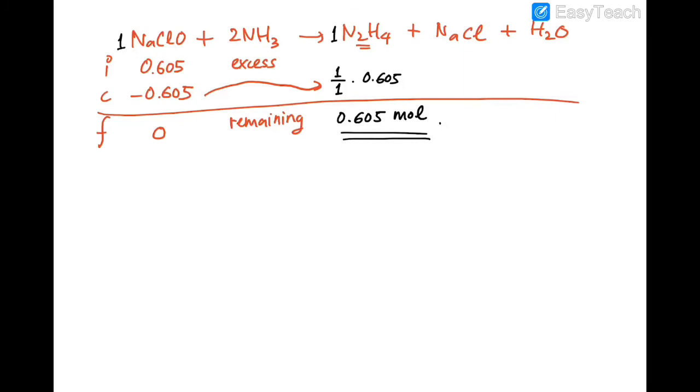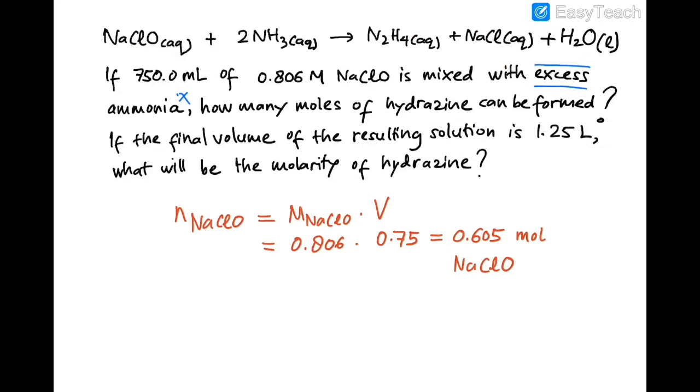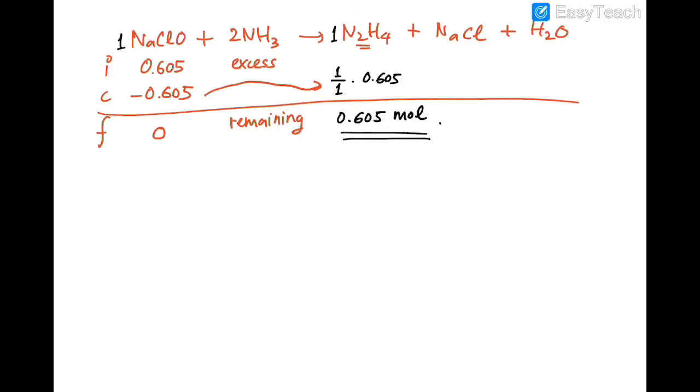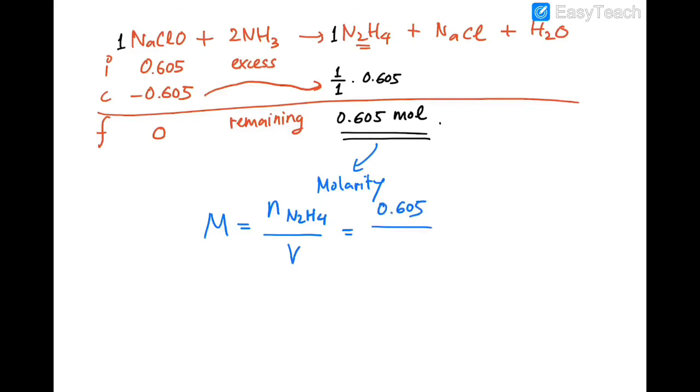What about the second question? If the final volume of the resulting solution is 1.25 liter, what will be the molarity of hydrazine? Now we are asked to convert this into molarity. How do we convert mole to molarity? Molarity is equal with the mole of the hydrazine divided by the volume, which has to be in liter. So it's going to be 0.605 mole divided by the volume, which is 1.25 liter.